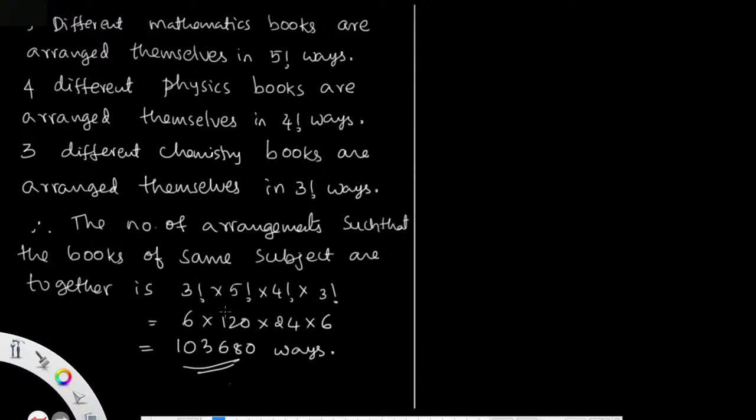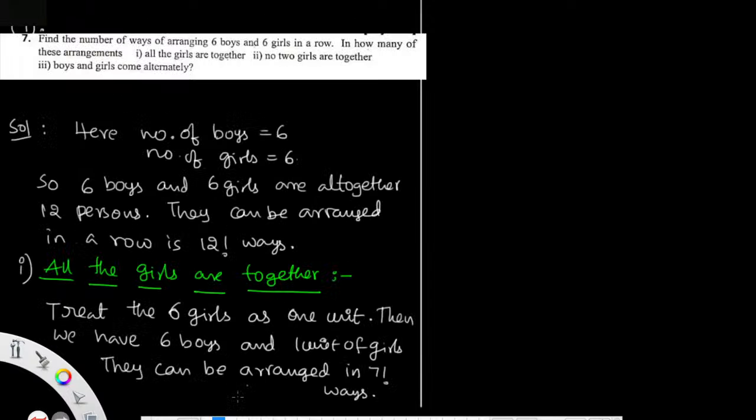Every question, the explanation is important. Okay, this is the 6th question. In a similar way, write all these. So 5 different mathematics books, 5 factorial ways; 4 different physics books, 4 factorial ways; 3 different chemistry books, 3 factorial ways. Therefore, the number of arrangements such that the books of the same subject are together is 3 factorial into 5 factorial into 4 factorial into 3 factorial. So the total value becomes 103680. That is question number 6. In a similar way, question number 7 is also there.